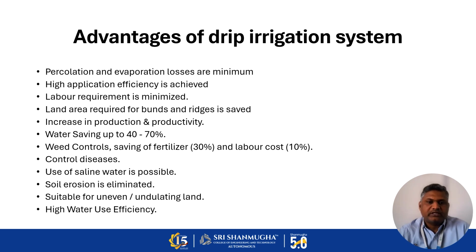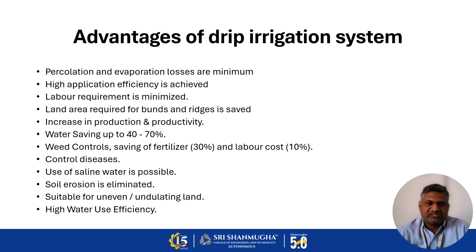We can increase the yield of any crop about 3 to 5 times as compared to the conventional method of irrigation. That also provides water saving. This is the prime objective of the drip irrigation system, and it saves 40 to 70% of water, so that we can irrigate 2 or 2.5 times the area irrigated by the conventional method of irrigation. Additionally, weed control, saving of fertilizers and labor cost are also reduced, by 30% and 10% respectively.